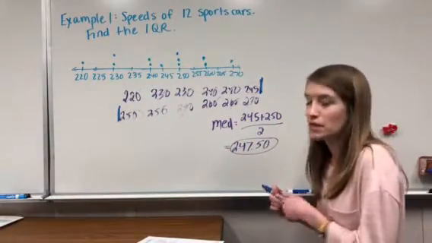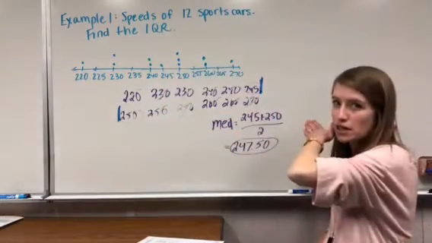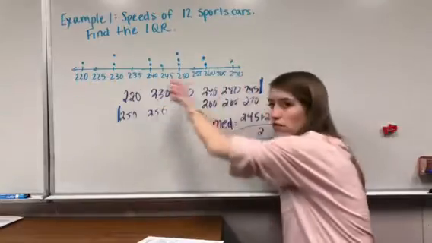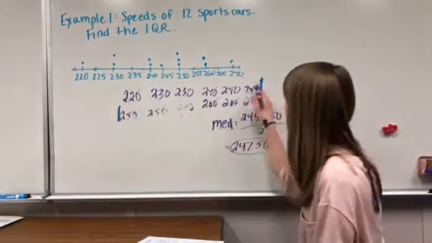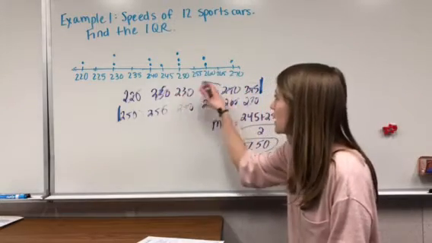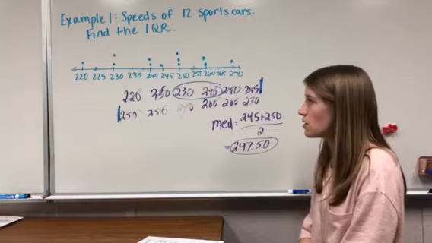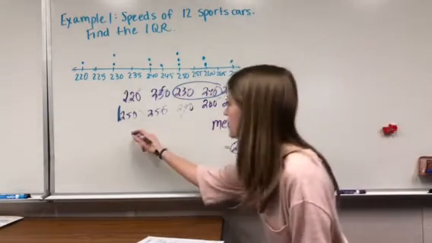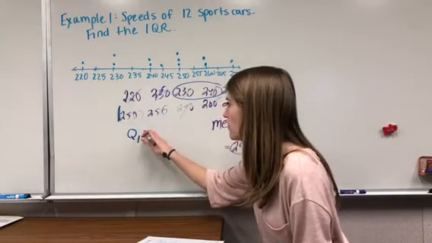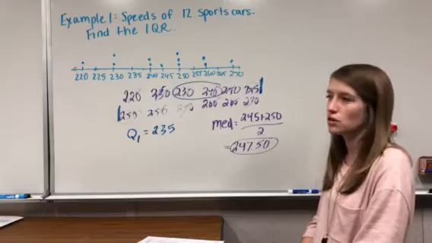Now I need to find the median of my lower half of my data and my upper half of my data. The median of my lower half of my data is the Q1. And again, I have two numbers left in the middle. When I have two numbers left in the middle, I have to find that middle number by taking the mean of those two. If I add those two together and divide by 2, I would see that the middle number, or Q1, is 235.